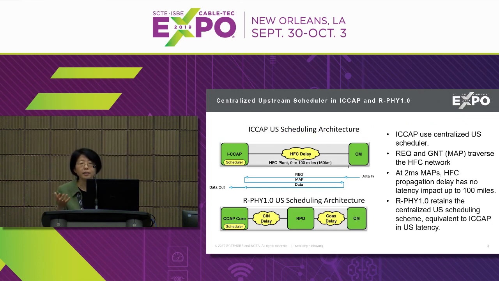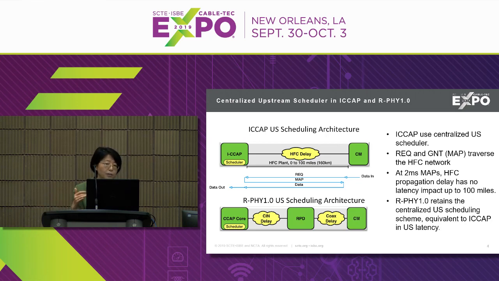Before I jump too far, let's first take a look at what we have today. Today, in the integrated CCAP, we use a centralized scheduler. Because the scheduler is located at the core, the request grant has to traverse the HFC network back and forth in order to get a scheduling decision back to the cable modem for the cable modem to send the data upstream. But luckily, because we have been using 2 millisecond maps, if the HFC distance is within 100 miles, it turns out the HFC round-trip propagation delay doesn't do any harm, and we'll explain why on the slide after this.